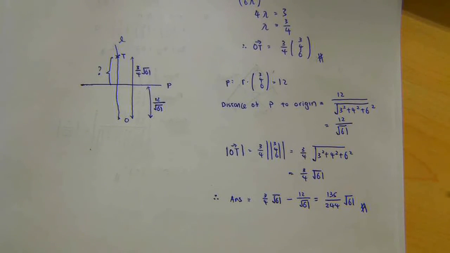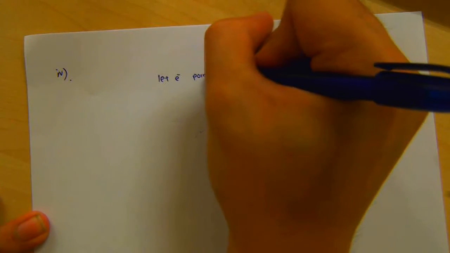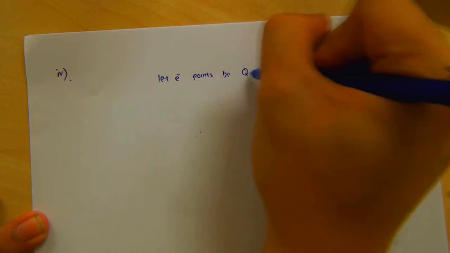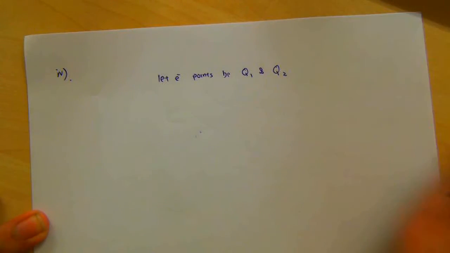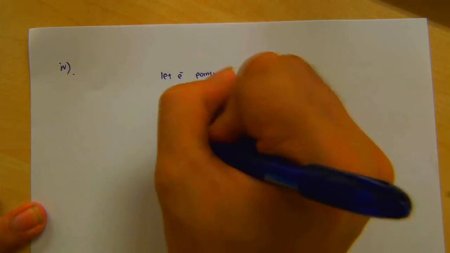Next, we move on to part 4. For part 4, we are given that there's a point Q which lies on the line that passes through C and T, such that the distance from Q to P is twice the distance from T to P. Find possible values of Q. So we shall assume two values of Q.